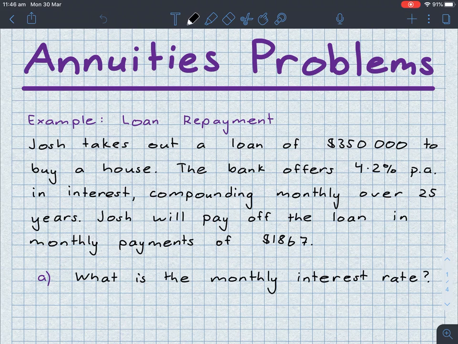Hi Year 12. Today we're going to have a look at some annuities problems. So we're going to do this through an example.